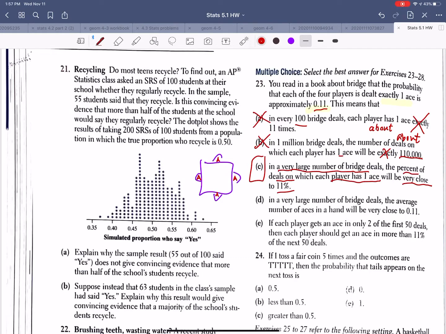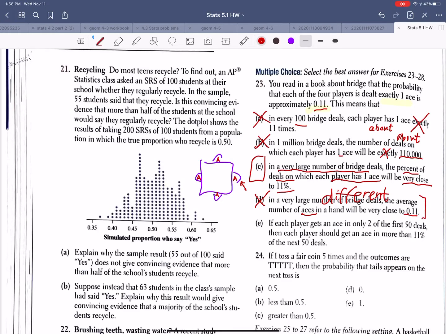So let's look, though. In a very large number of bridge deals, the average number of aces would be close to that. This is saying something different altogether. The average number of aces you would ever get could be a decimal of some sort, because remember, you could have 2 aces in your hand, 3 aces, 4 aces, or no aces. So they switched what we're talking about there.